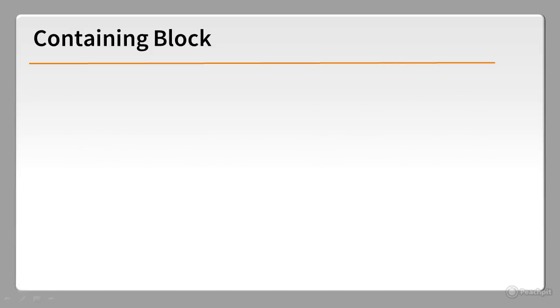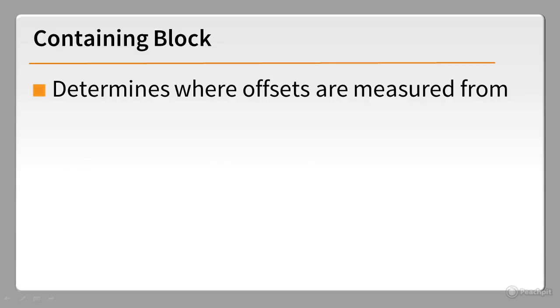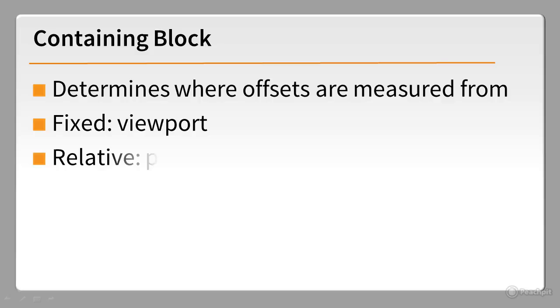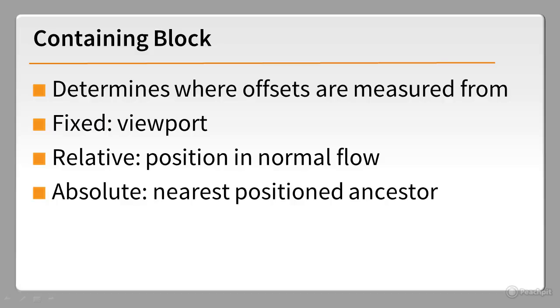Another feature of CSS positioning that you need to take into account is what's known as the containing block of a positioned element. This determines where the offsets are measured from. In the case of fixed positioning, it's always the browser viewport. With relative positioning, it's the element's position in the normal flow of the document. However, with absolute positioning, it's more complicated. The containing block is the nearest positioned ancestor.